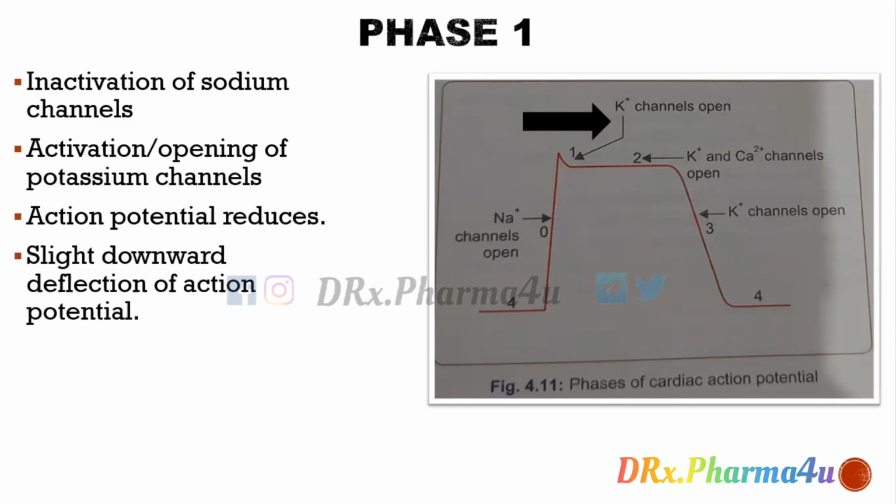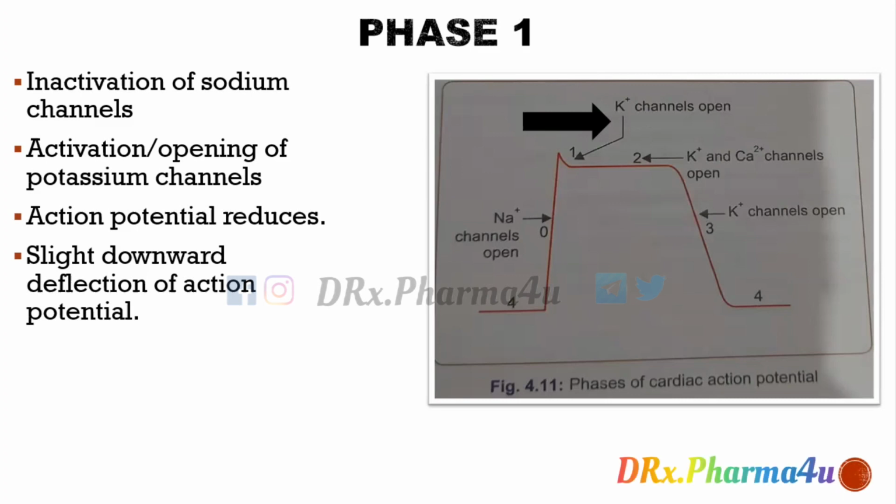So in phase 0, you saw that the sodium channels are activated, as a result of which sodium ions enter the myocardial cells and depolarization occurs. That happens in phase 0. Now what happens in phase 1? Sodium channels are inactivated. You can see it from the diagram. Sodium channels are inactivated and potassium channels open. There is activation or opening of potassium channels, as a result of which the action potential reduces.